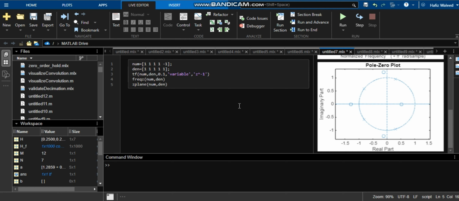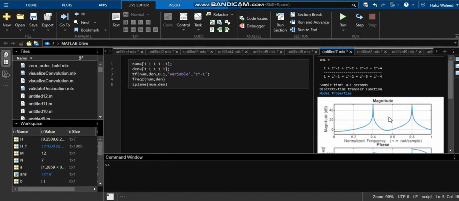It further computes and plots the frequency response of the transfer function using frequency and generates a pole zero plot using z-plane, offering visual insights into the system's frequency characteristics and stability property in the complex plane. This is the output of this code.